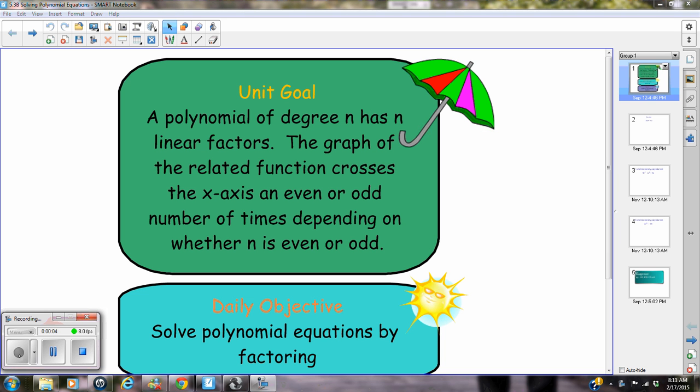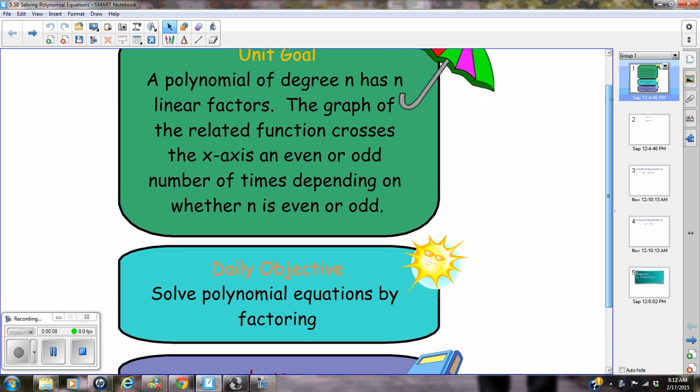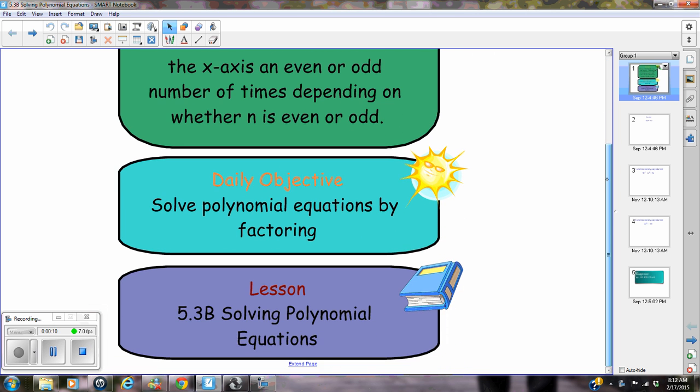Okay, today's unit goal is the same one that we've been working with all chapter. Our daily objective is to solve polynomial equations by factoring, and our lesson comes from 5.3 in the book, Solving Polynomial Equations.